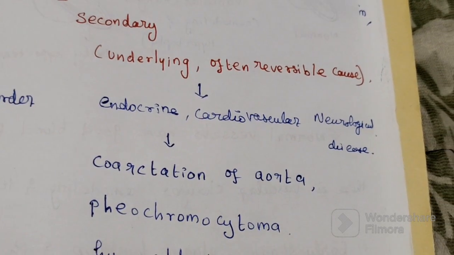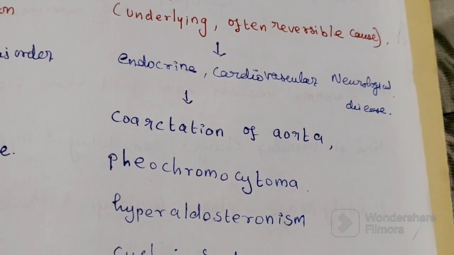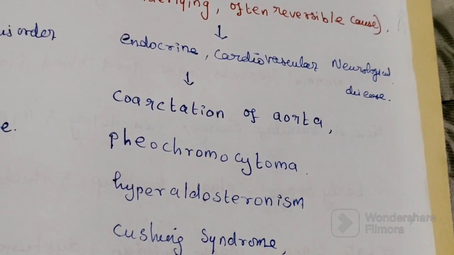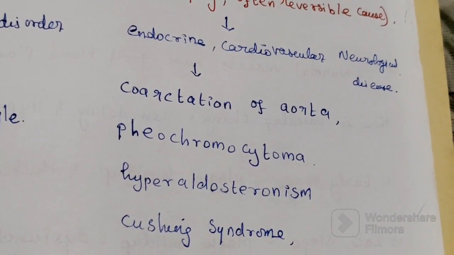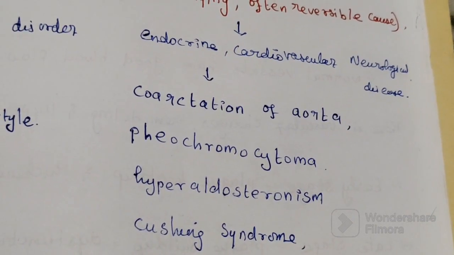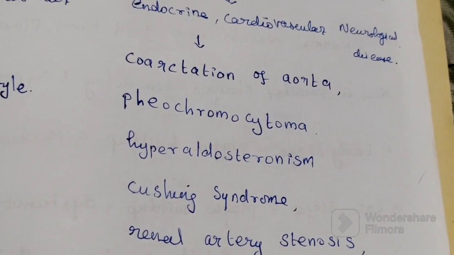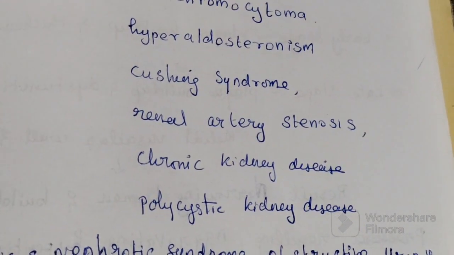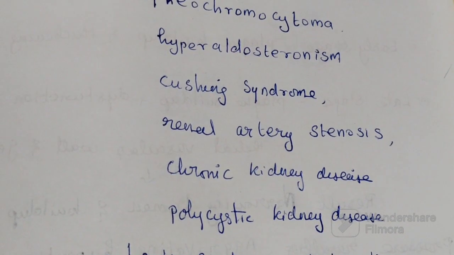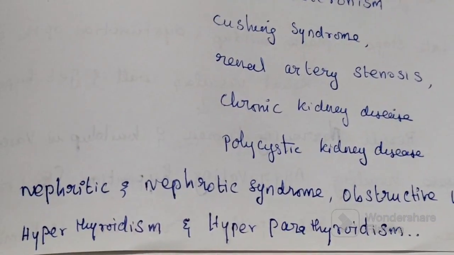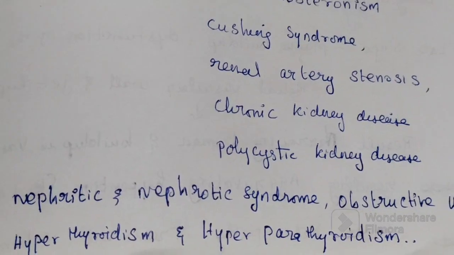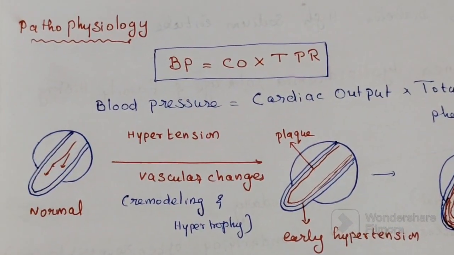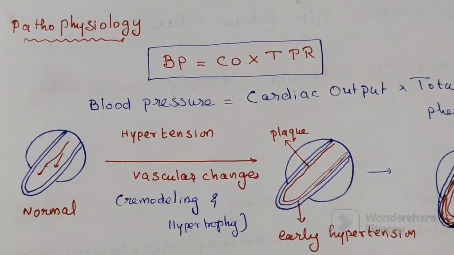These come under secondary hypertension: coarctation of aorta, pheochromocytoma, hyperaldosteronism, Cushing disease, renal artery stenosis, chronic kidney disease, polycystic kidney disease, nephritic and nephrotic syndrome, and finally hyperthyroidism and hyperparathyroidism.